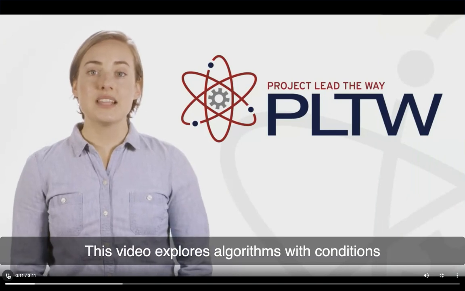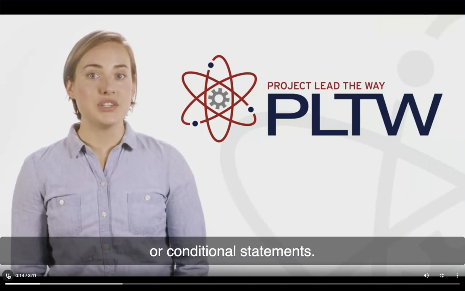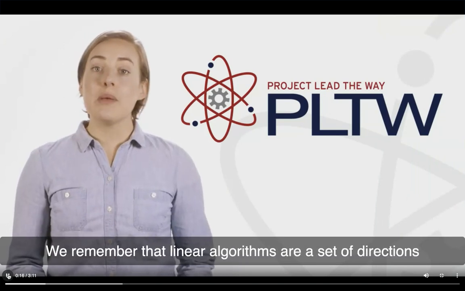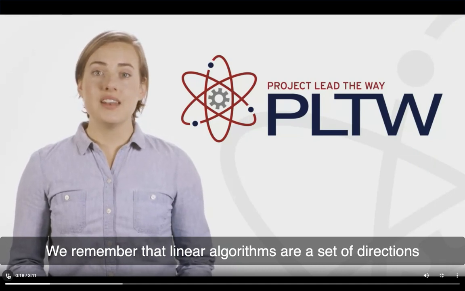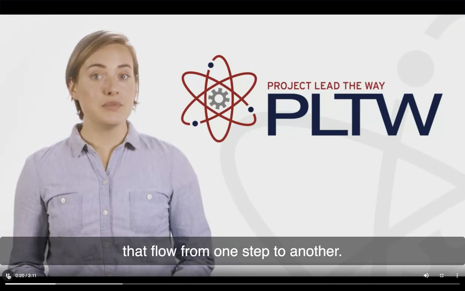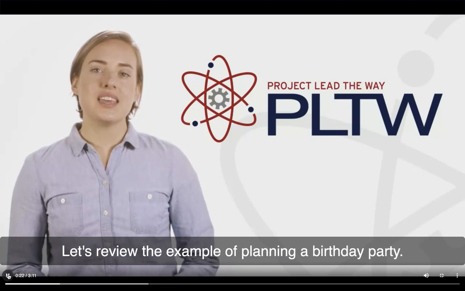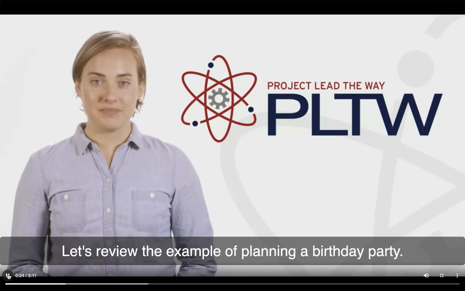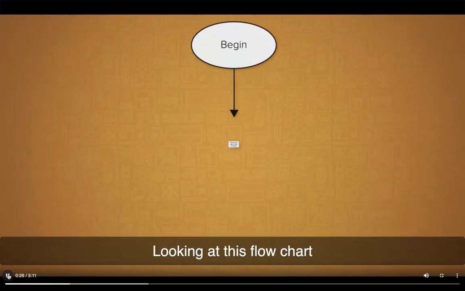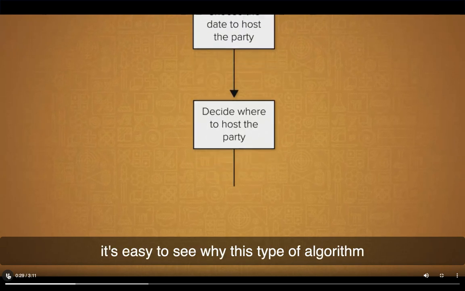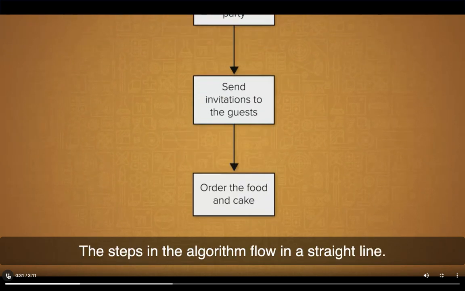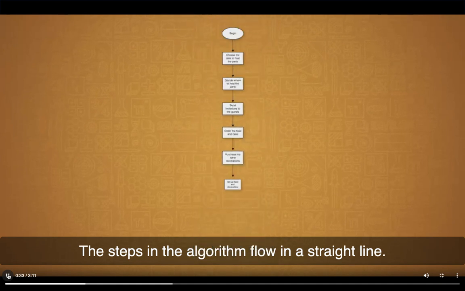This video explores algorithms with conditions or conditional statements. We remember that linear algorithms are a set of directions that flow from one step to another. Let's review the example of planning a birthday party. Looking at this flowchart, it's easy to see why this type of algorithm is called linear. The steps in the algorithm flow in a straight line.